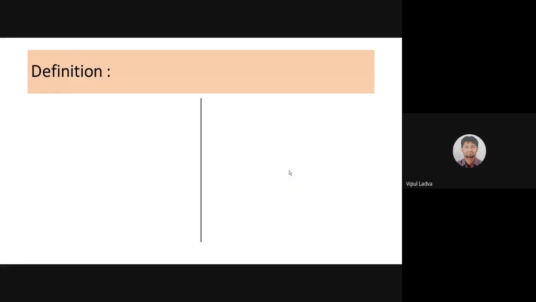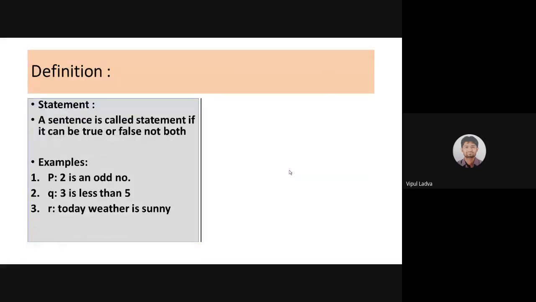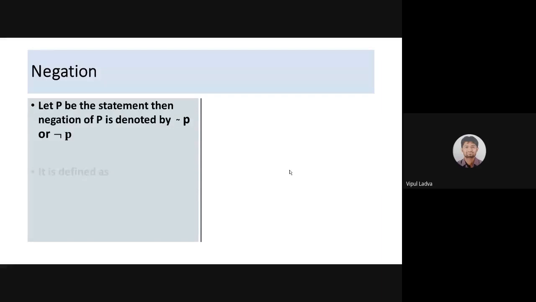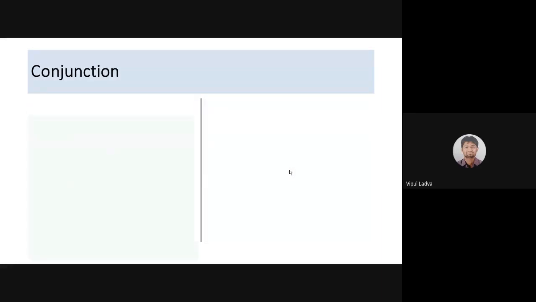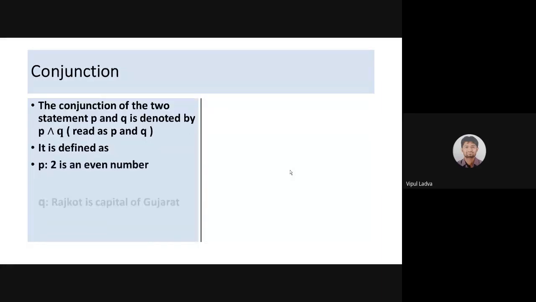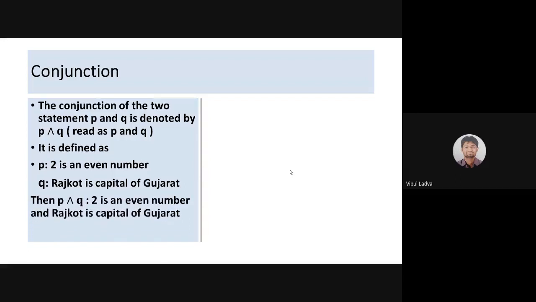So let's have a small revision. We are good with the statement, negation, conjunction, is it? When we are dealing with the conjunction, we are dealing with "and". If we have two statements, P and Q, then the conjunction of P and Q will be labeled like this: P conjunction Q.